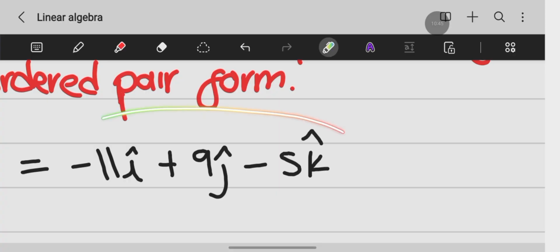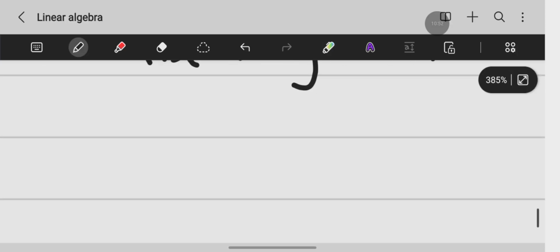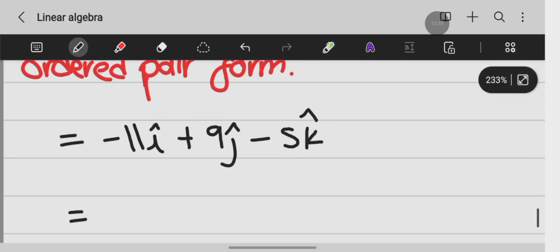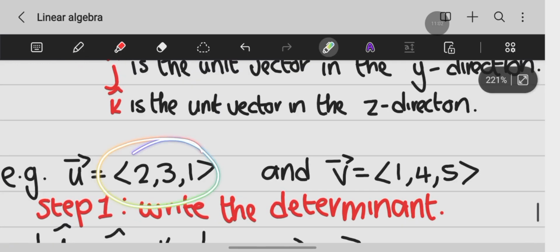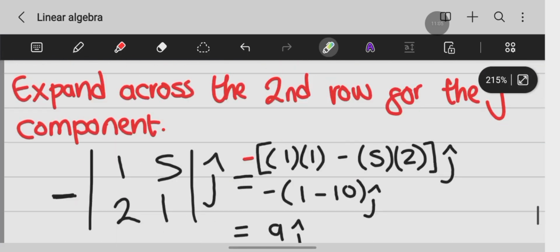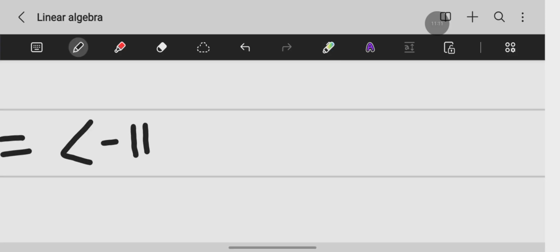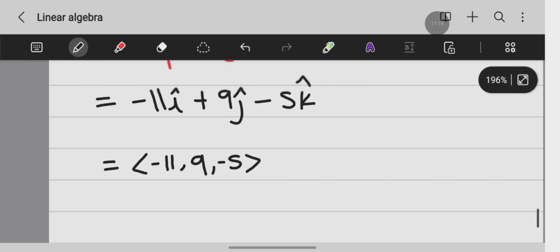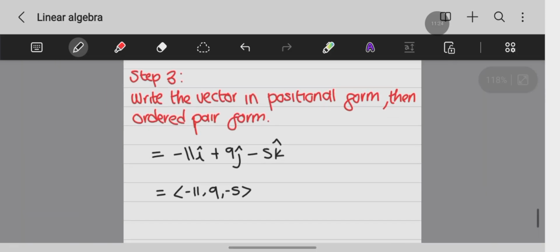So this would be positional vector form, where positional means starting from the origin. But if you just want to have it in ordered pair form, because we were given the vectors in ordered pair form, if you think about it, we were given U in ordered pair and V in an ordered pair form. So you would want your final answer to be somewhat like that. So now you would have negative 11, 9, and negative 5. Right? And this would be your final answer. And that's how you basically find your cross product using the determinant.